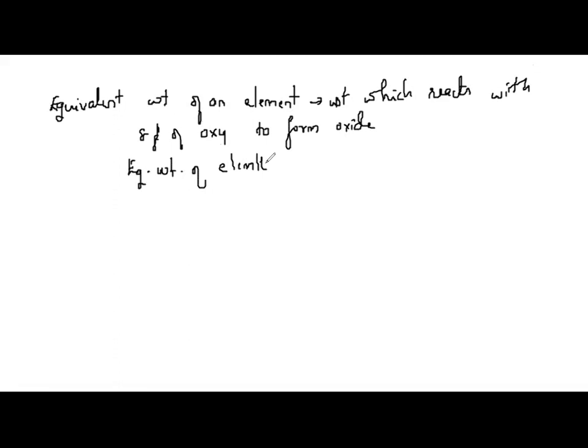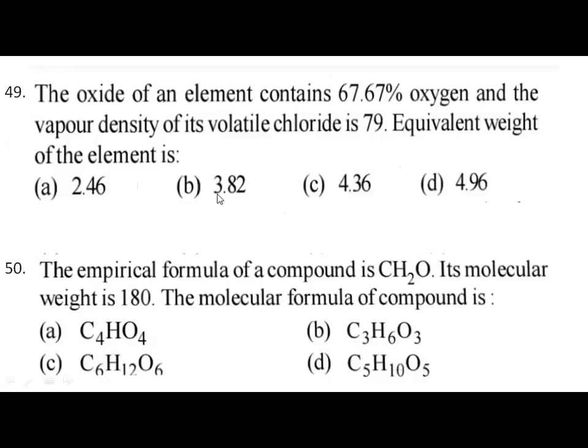We should be knowing all these formulas for equivalent weights. There are different formulas. So it will be 32.33 divided by 67.67 into 8. They have not given the mass, so I should take the mass. So it is 3.82. The correct option is 3.82, option B. Volatile vapor density is given; from density you find out the mass, so it comes out to 32.33. So 32.33 divided by 67.67% into 8, you will get the equivalent weight of the element.